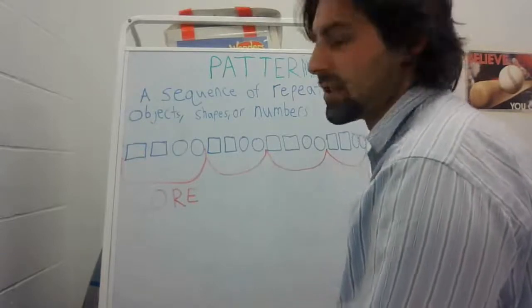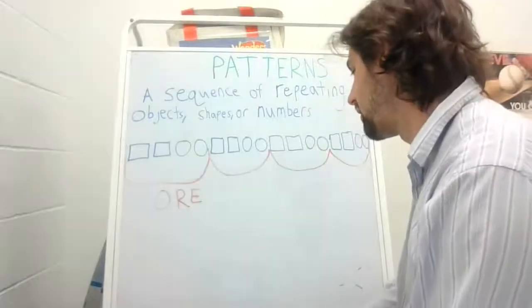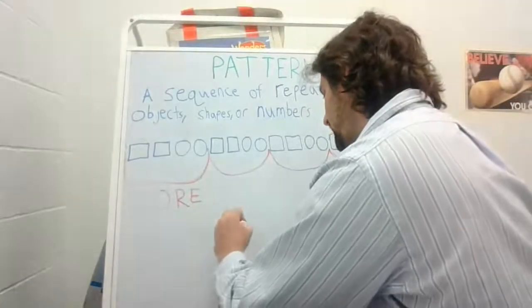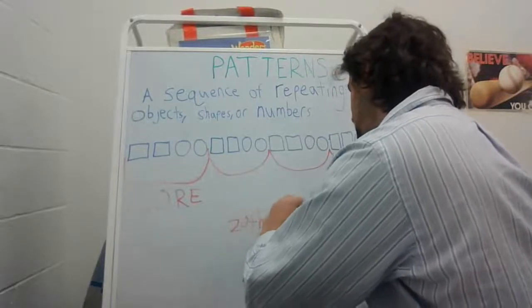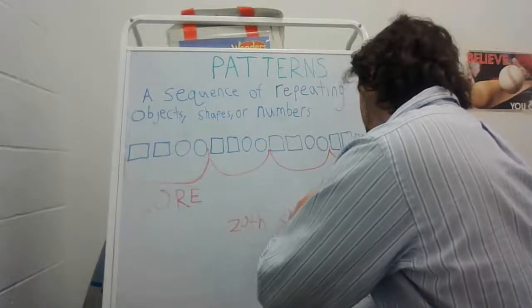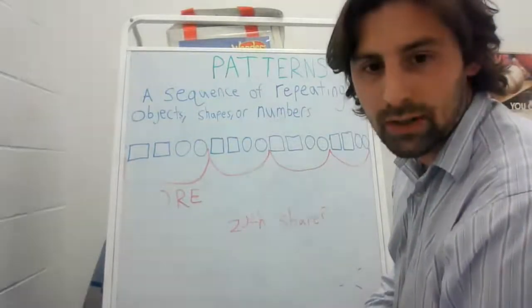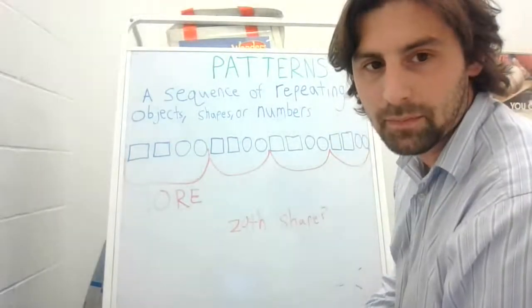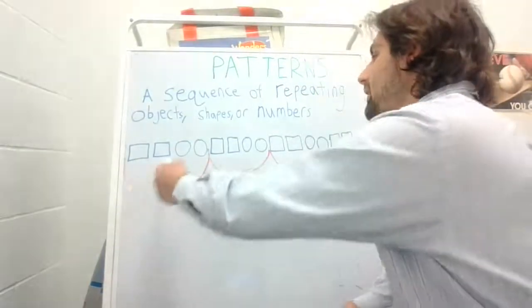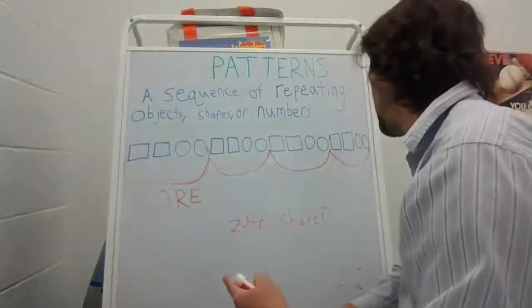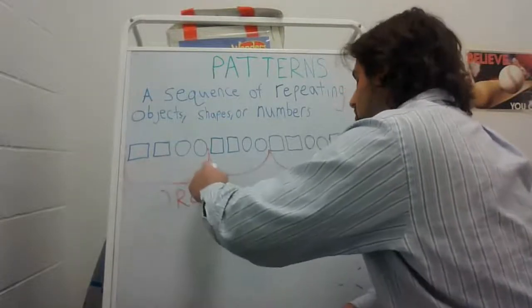So say they were going to ask me, what is the 20th shape in this pattern? What I would do is count how many shapes are currently in the pattern, and I would basically continue repeating the core. We have 16 shapes in this pattern, and the core of the pattern is square, square, circle, circle.